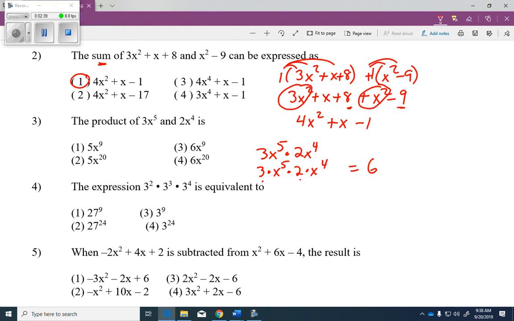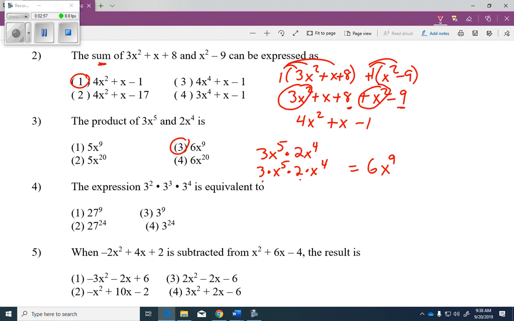If you have to write it out, you'll have x times x times x times x times x times x times x times x times x. I can see myself writing it down even if I don't actually write it, and I know that I'm left with x to the 9th. So choice 3.